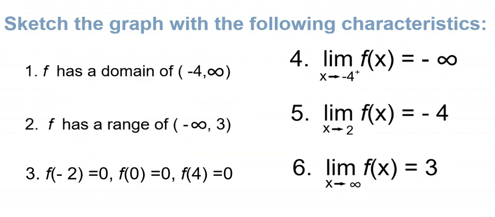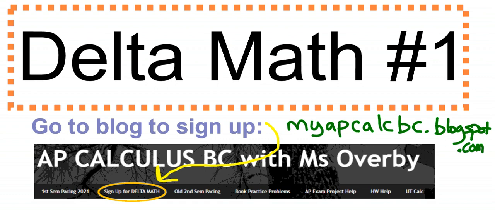All right, and then this last thing, sketch the graph with the following characteristics. You know what, be my guest, have fun, do this. I'm not doing it. It's too long already. And if we wanted to try to do this together in class, we could. Have fun. And we are going to do Delta Math number 1 in class.